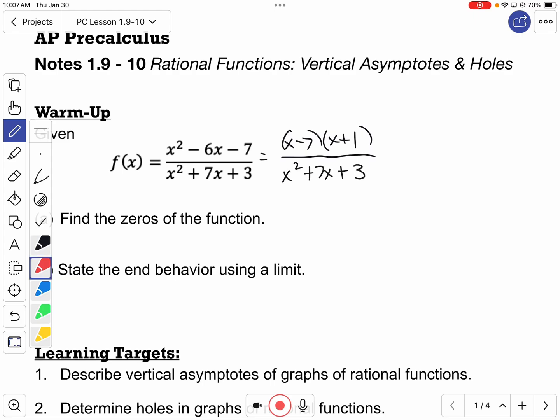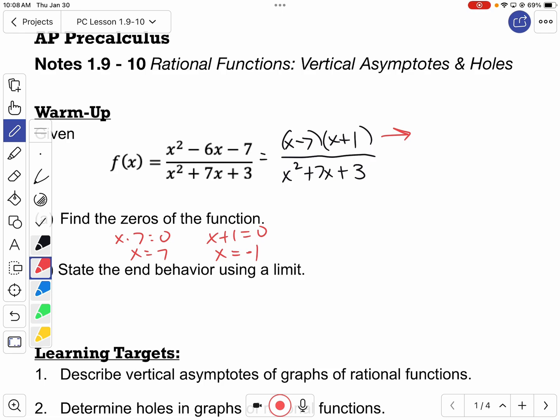All right. Where do zeros come from in a rational function? The numerator. Okay. So we're only going to look at the numerator. So x minus 7 equals 0, or x is 7. And then x plus 1 equals 0, or x is negative 1. Okay. So those were our zeros.